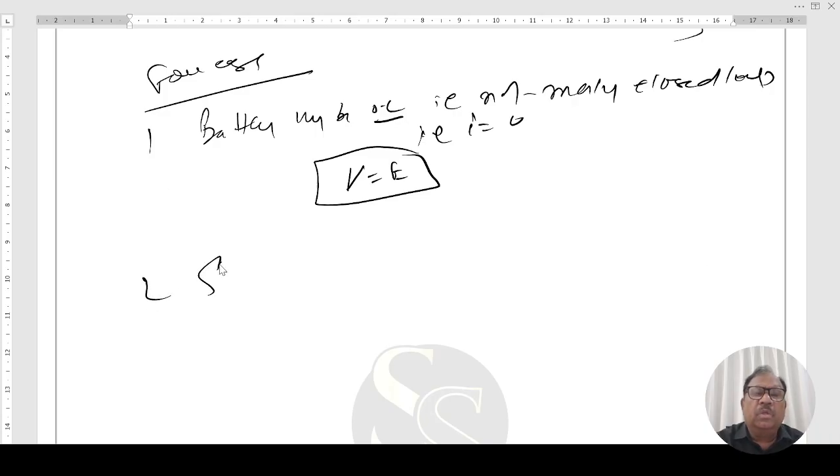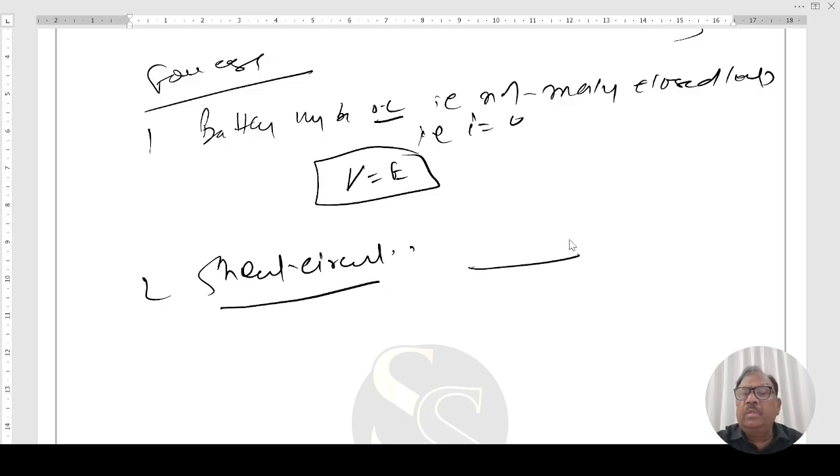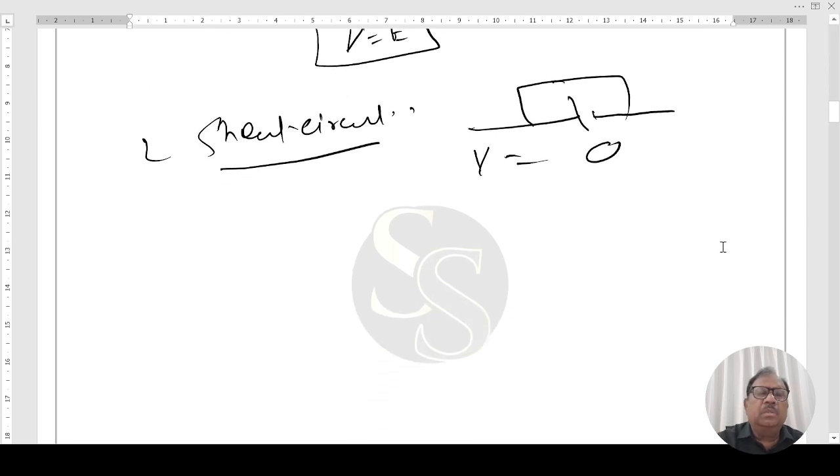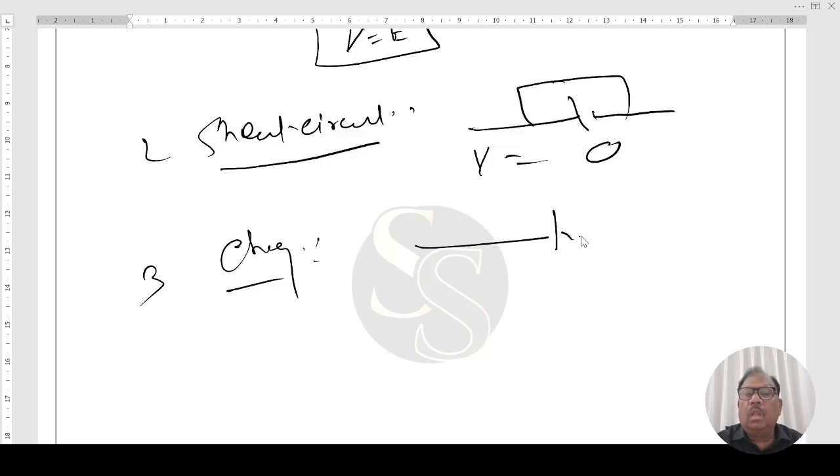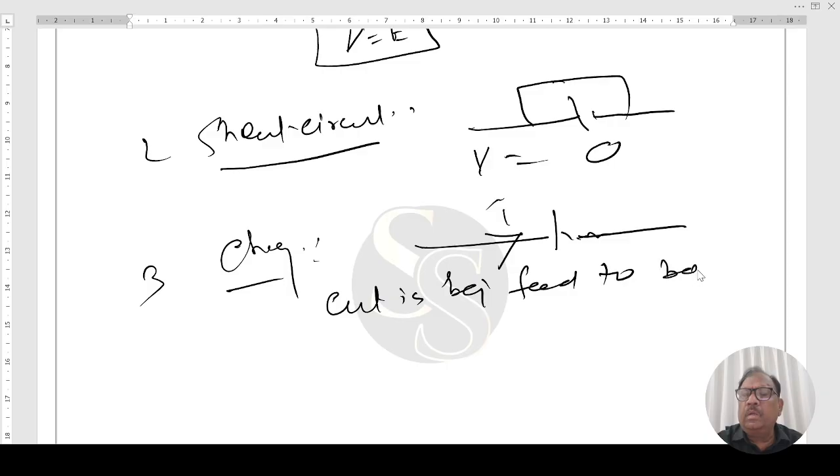Second, short circuit. Short circuit means when the battery is like this, that is short circuit. V will be equal to 0. Third is charging of a battery. Charging is resistance. Current is being fed to the battery. In that case, V is E plus IR.